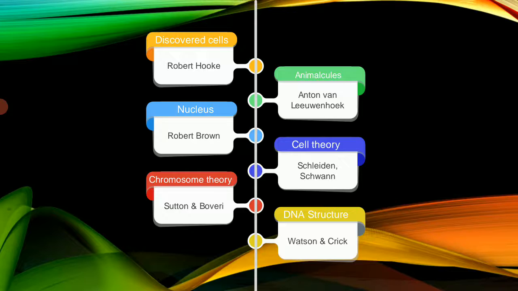Now we know that what Robert Hooke observed was in fact the empty cell walls of dead plant tissue. And due to this discovery, he was awarded the position of curator at the Royal Society of London, which is England's foremost scientific academy.